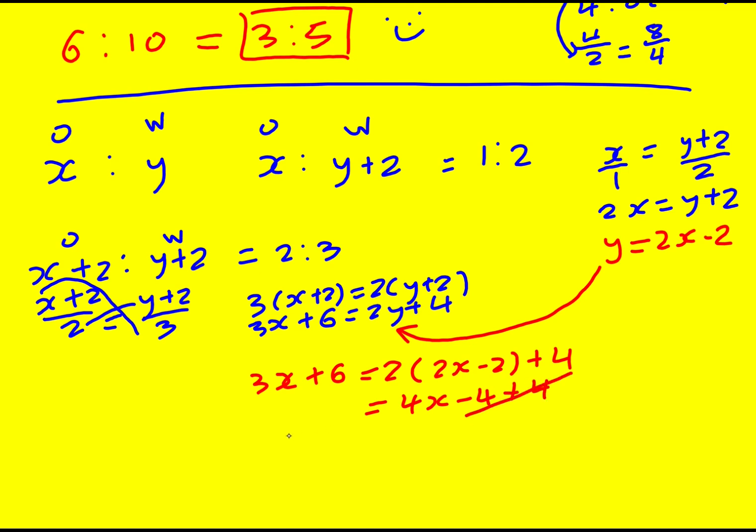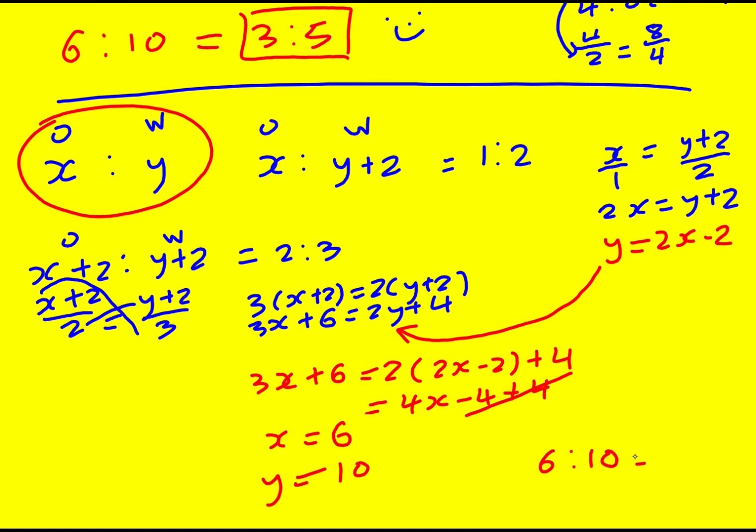So this cancels, and I'm left with x equaling 6. Substitute that back in. y equals 2 times 6 minus 2. I get 10. And therefore my original ratio x to y is 6 to 10, which again becomes 3 to 5. Whew, okay.